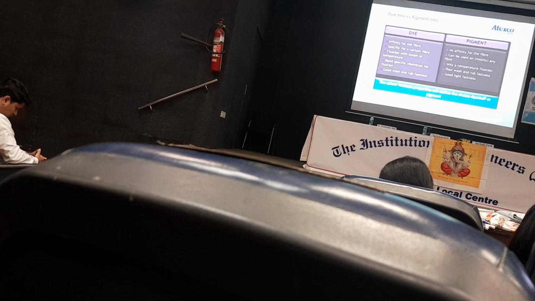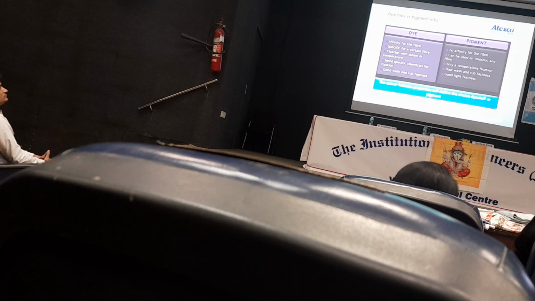Dye ink and pigment ink. What is the difference between both inks? Dye is basically water soluble and pigments are not. So what happens in printheads is the nozzle is microfine. The pigments might clog the nozzles. That's why pigment technology is very difficult to do by digital printing as per today's scenario.